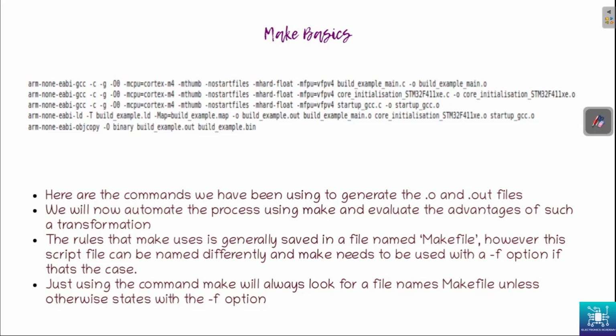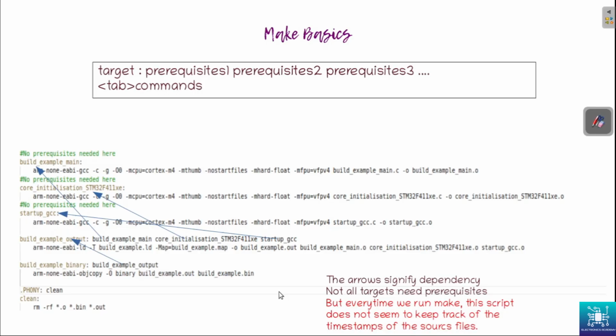But if you have named the Makefile as something else, then you have to give make the -f option and then the file name. Similar to linking, where you have to give a -T and the build example.ld. If you don't give a -T, it will probably use some default linker. Similar logic goes here.